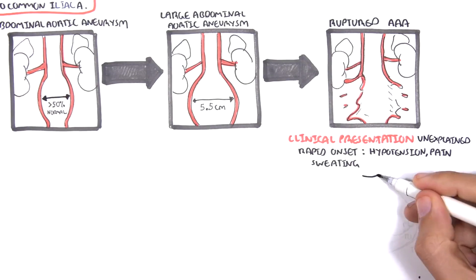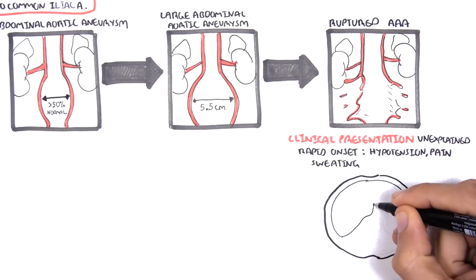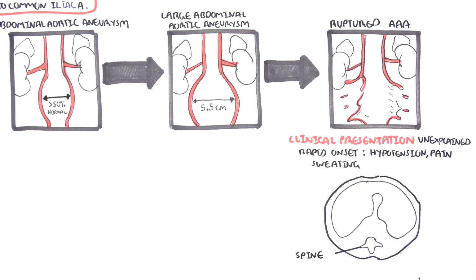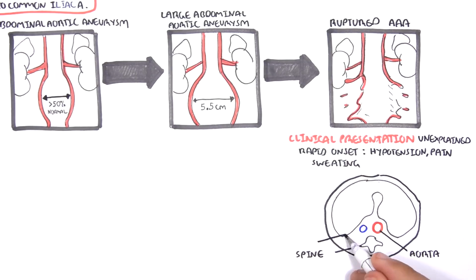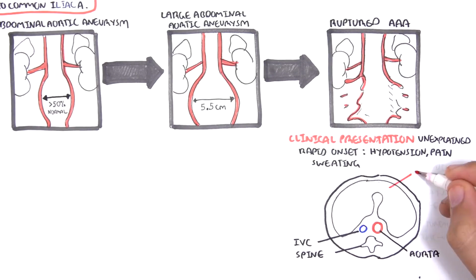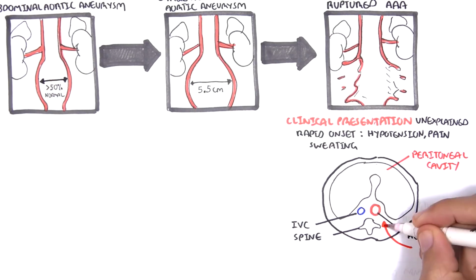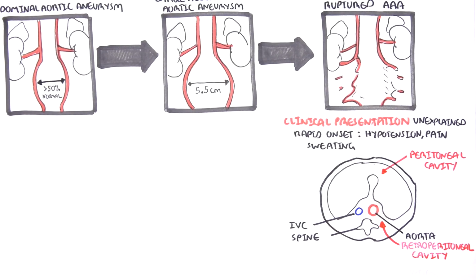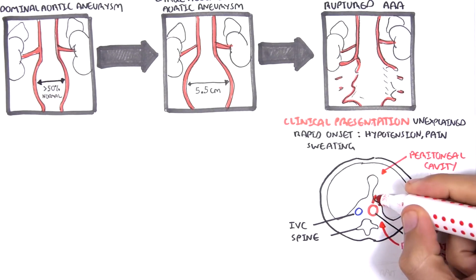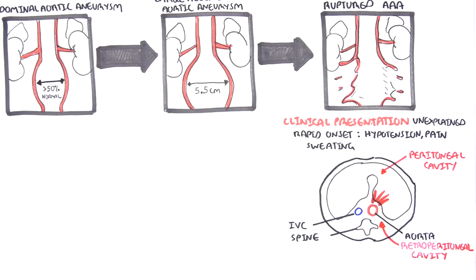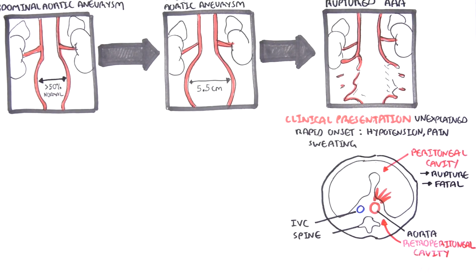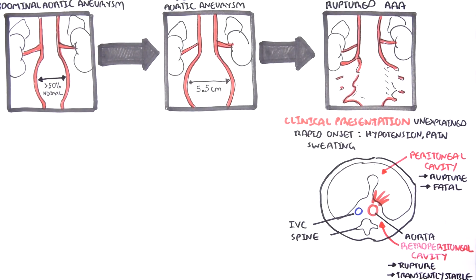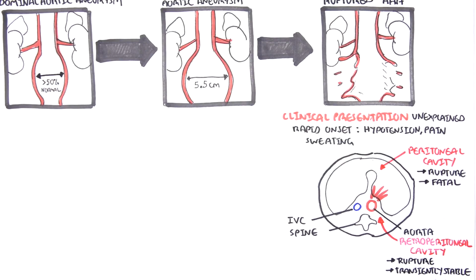Let's take a closer look. So here is a cross-section of the abdomen. This is the vertebrae, the bone, the aorta, and the inferior vena cava. In front of the aorta is the peritoneal cavity, where our intestines are. Behind here is the retroperitoneal area, where our kidneys are, for example. If the AAA ruptures anteriorly into the peritoneal cavity, this is quite fatal. Rupturing posteriorly, however, into the retroperitoneal cavity, the patient can be transiently stable but will rapidly decline without surgery.